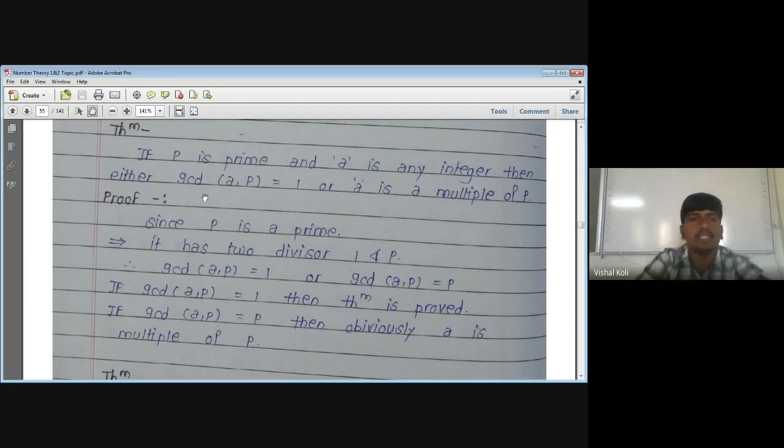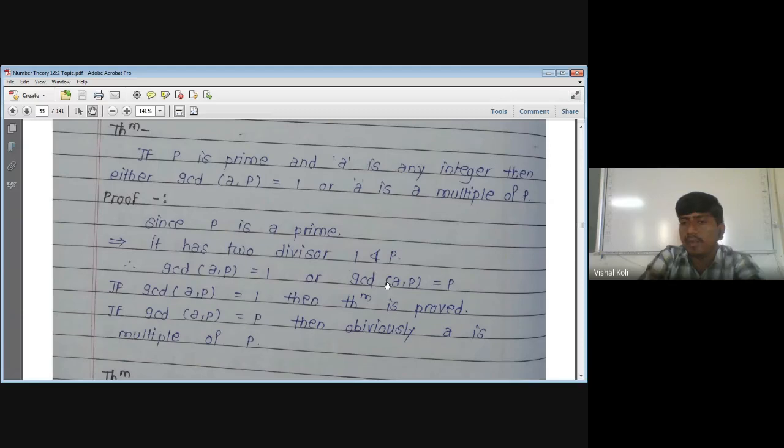That is, if P is a prime number and A is any arbitrary integer, then we have to prove that GCD of A and P equal to 1 or A is a multiple of P. If here we get GCD of A and P equal to 1, then the theorem is already proved. There, if possible, suppose that GCD of A and P is not equal to 1, which implies GCD of A and P is equal to P.